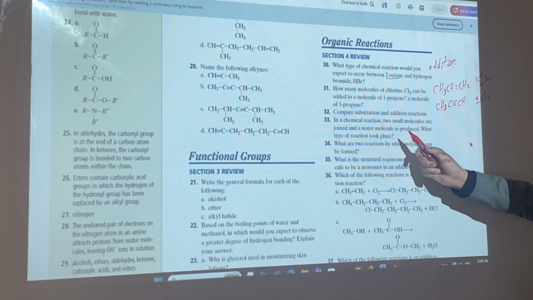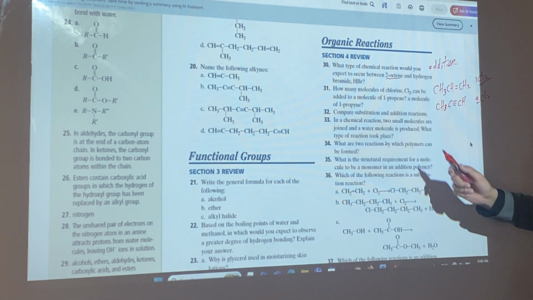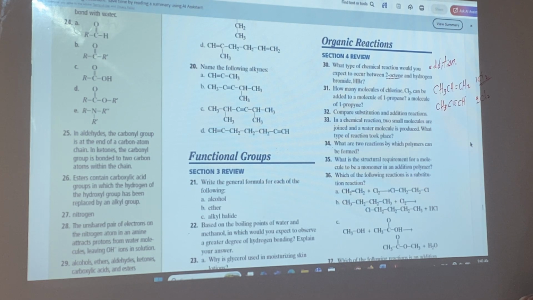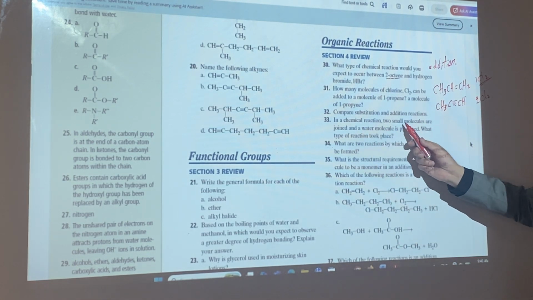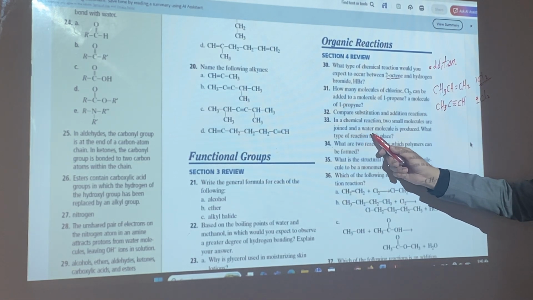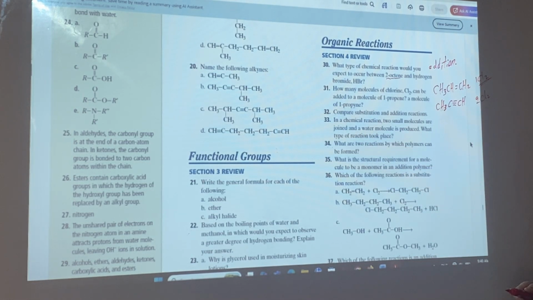Compare substitution and addition reactions. This is a definition of both reactions we have. In a chemical reaction, 2 small molecules are joined and a water molecule is produced. What type of reaction took place? Condensation. A condensation reaction occurs here.